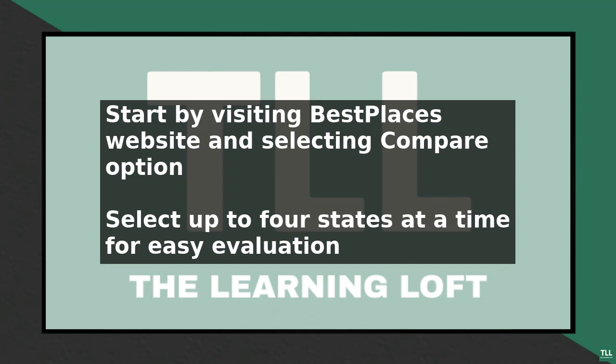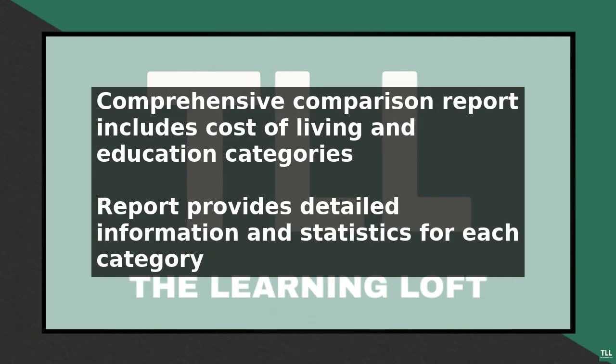This report includes various categories such as cost of living, education, and employment. Each category provides detailed information, including statistics and rankings, to help you understand the strengths and weaknesses of each state.